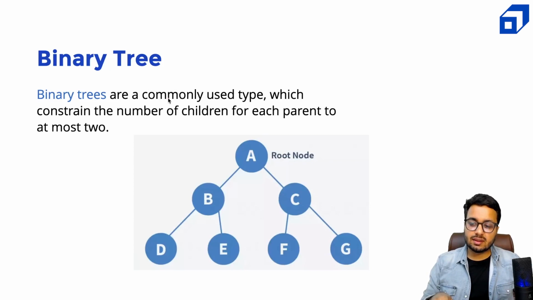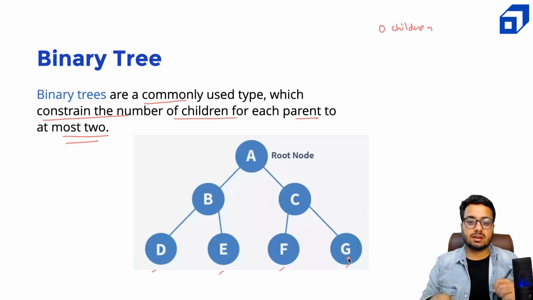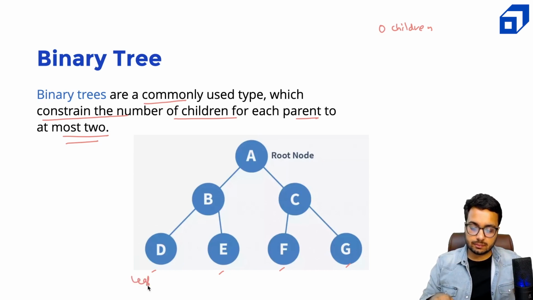As I discussed, it is the most commonly used tree structure in which you can have at most 2 children. It constrains the number of children for each parent to at most 2. That means a node can have 0 children. For example, in this case, the nodes D, E, F, G don't have any children. They are also called leaf nodes. The nodes which don't have any children are called leaf nodes. A node can also have one child, or it can have 2 children.